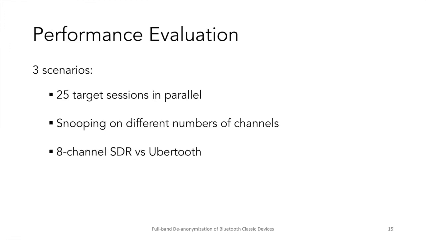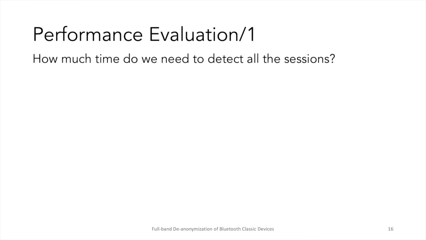Let's start from the first scenario, in which we set up 25 target connections. In this experiment, we would like to evaluate empirically the capability of our system to track and de-anonymize a large number of Bluetooth connections in parallel. This is definitely not possible with other open source sniffers that can capture only one single channel at a time.